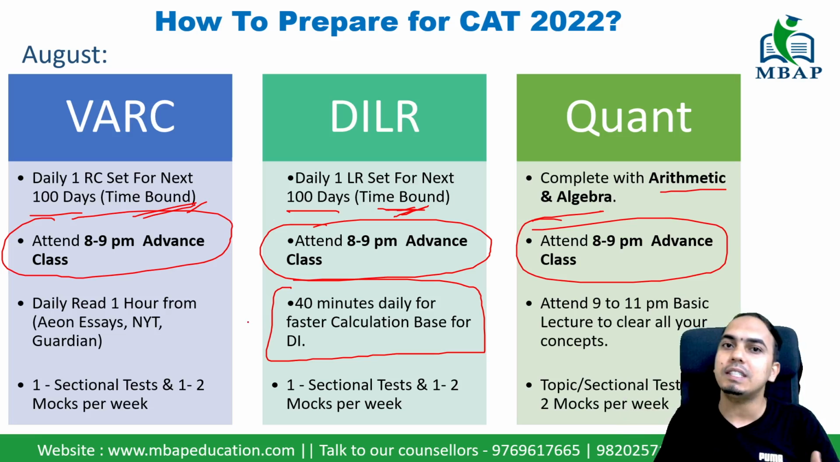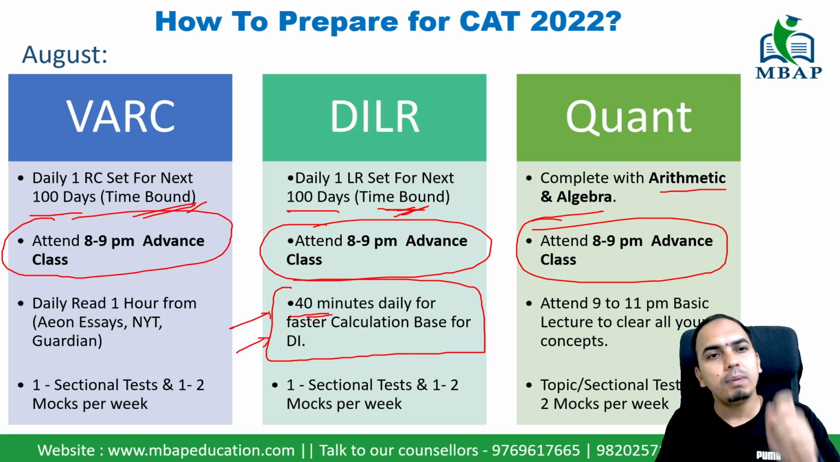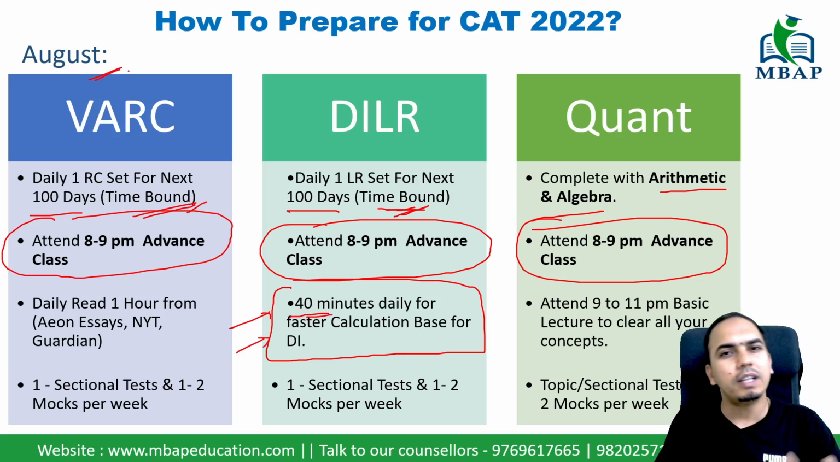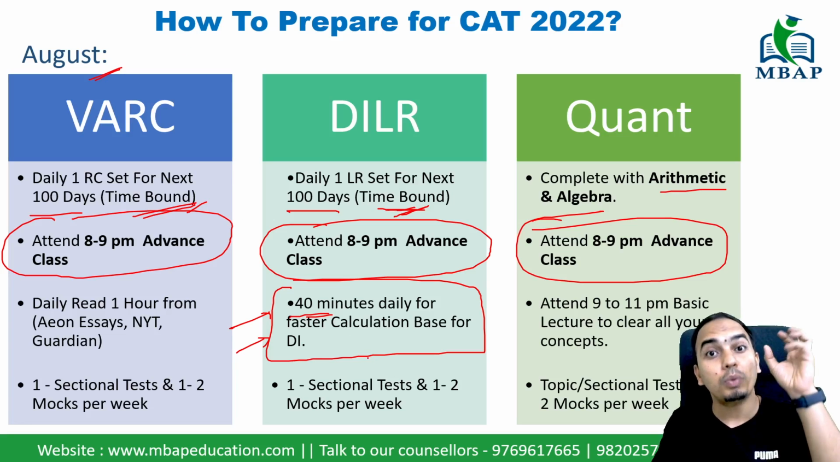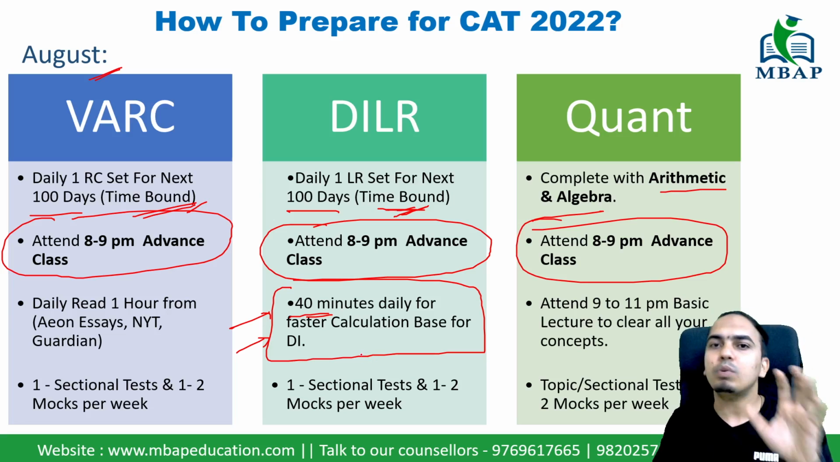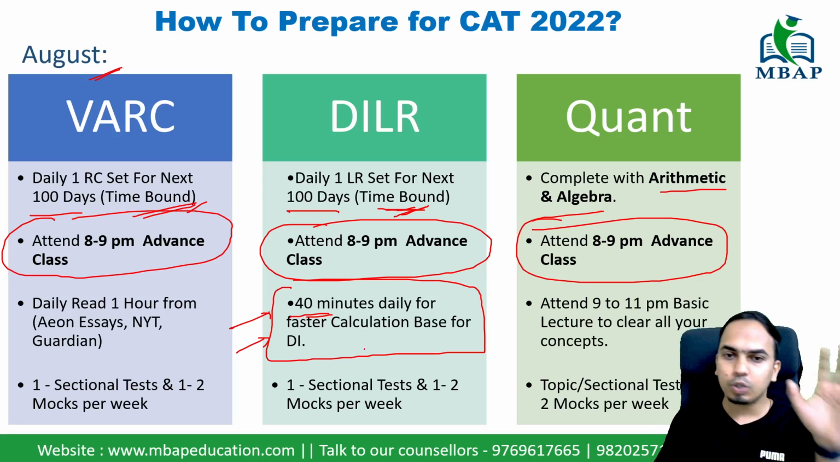If you don't know all these things, then put in 40 minutes daily and this will also improve. And if you put this in during August or, let's say, half of September, I think 40-45 days of daily calculation practice is going to help you a lot. Okay guys, understand this one thing.